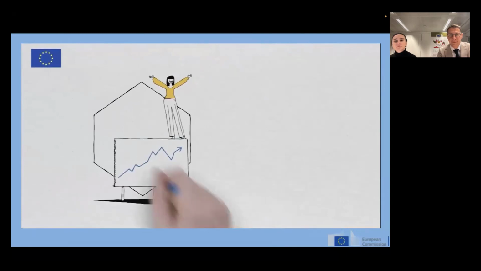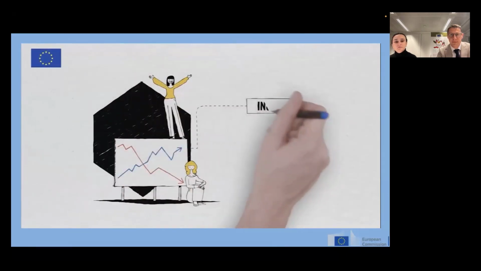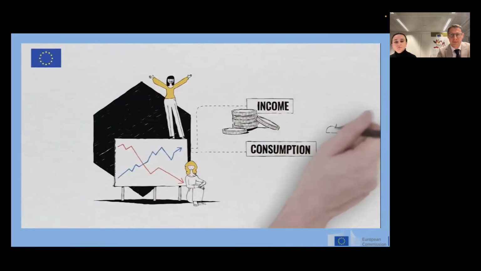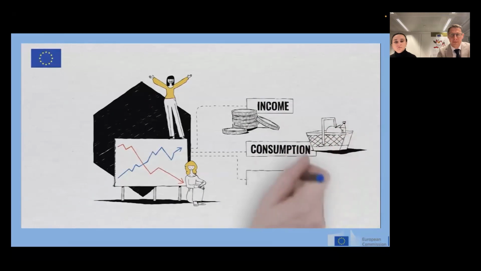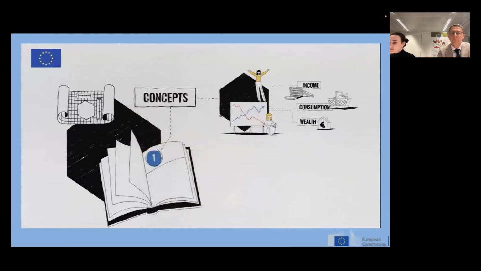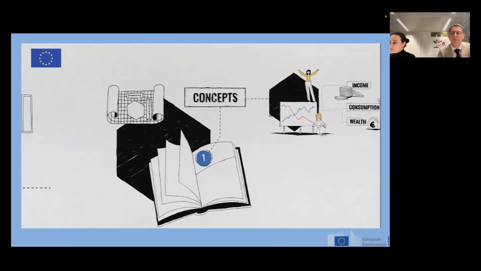The focus is on economic inequality, which is the difference between people in terms of income, money received, consumption, goods and services purchased, and wealth, the sum of assets. These concepts are explained in Volume 1 on the theoretical background and trends.